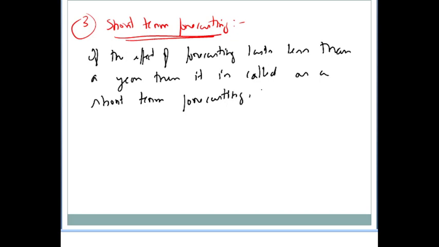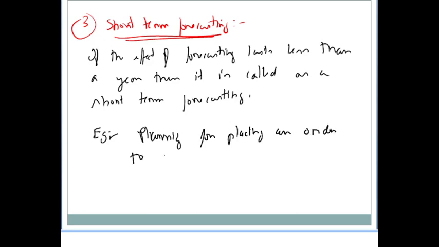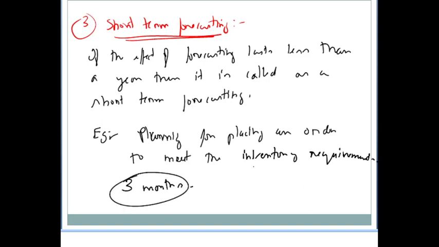Example is planning for placing an order to meet the inventory requirements. Let's say in each 3 months we will have to place an order in order to meet the inventory requirements, and if we are planning to place the order each 3 months, then the planning which takes place, this will be considered as the short-term forecasting.